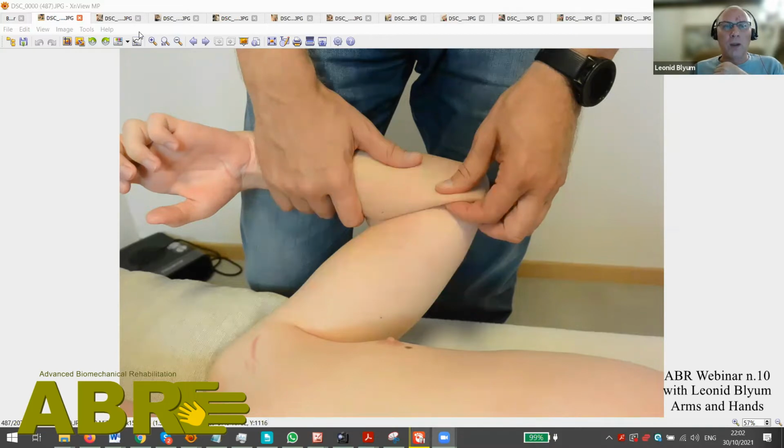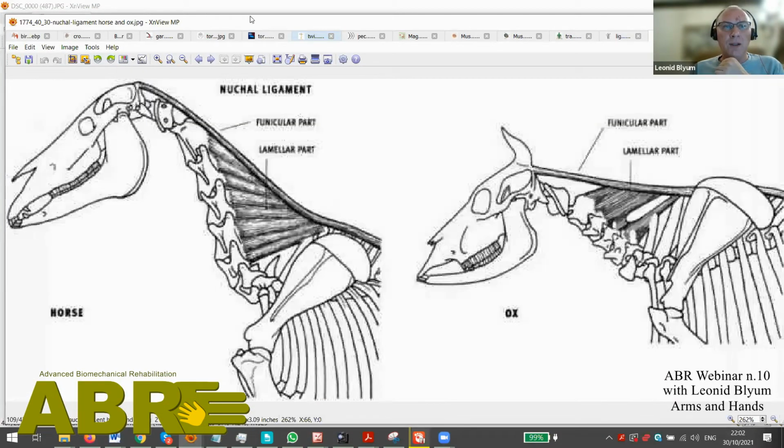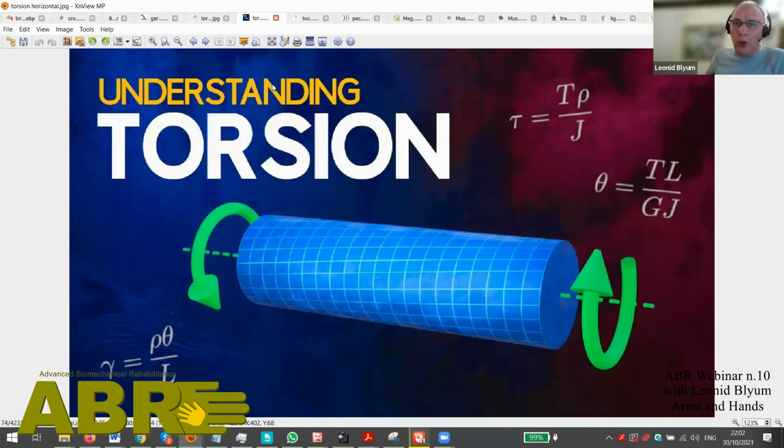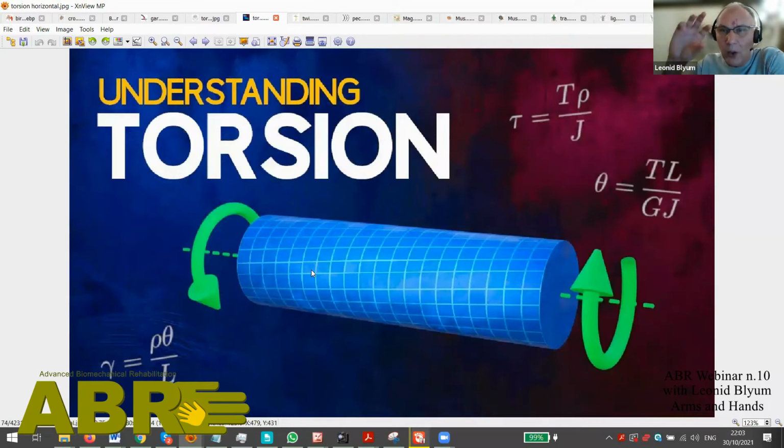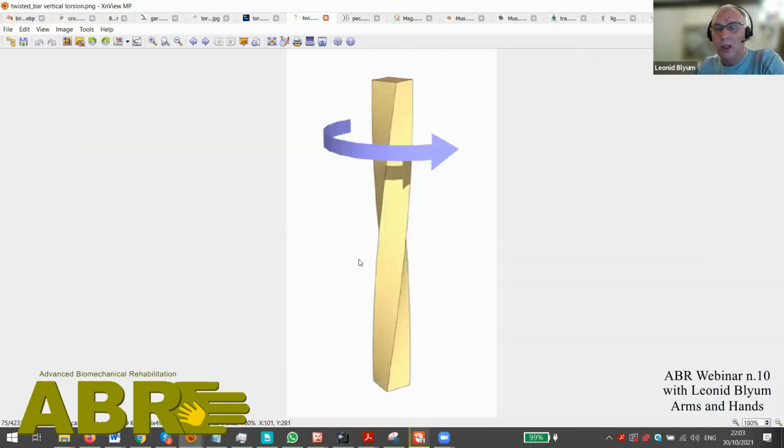To throw in these basic ideas, reminding you what torsion is: torsion is the twisting of a rod or a beam as a result of an applied torque. When you do this, it comes with different angles. On one side you've got a bigger cheese cut, and on the other side a smaller one. If you look at this, the whole thing distorts. It converts from a cylinder to a parallelogram, and the result looks like that.